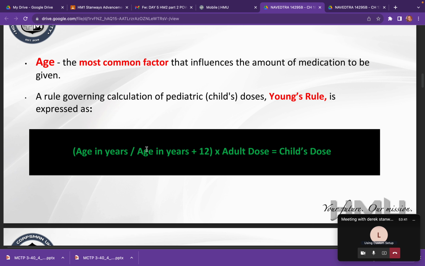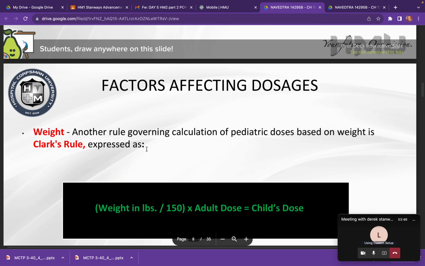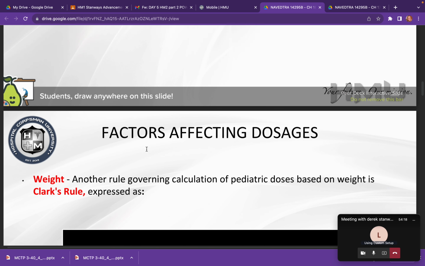Now, Clark's rule is a little bit different. They look similar, in terms of what we use to calculate, but when it comes to Clark, we always match it with weight. I see them both on the test, so be careful, because I normally see a question or two only, but that could throw you off in terms of how to do it. So for this one, you have the weight in pounds divided by 150 times the adult dose. In the example, you noted the difference: instead of having the child's age, they're gonna have their weight. That's how you tell the difference on which one you're gonna be using for testing purposes.